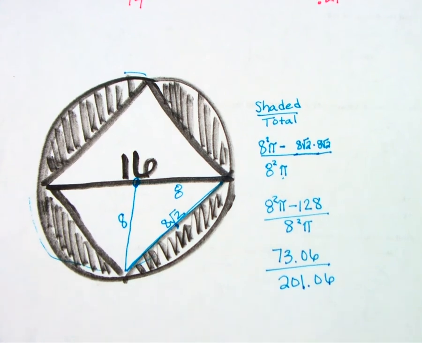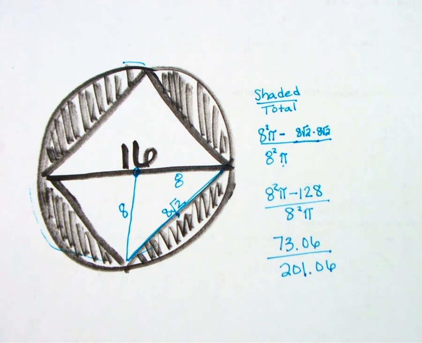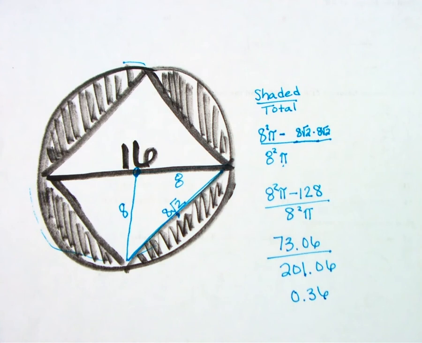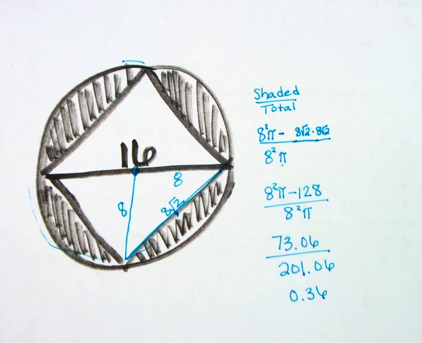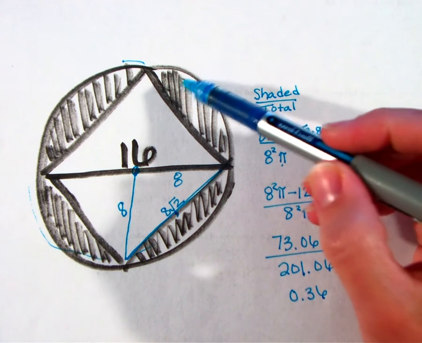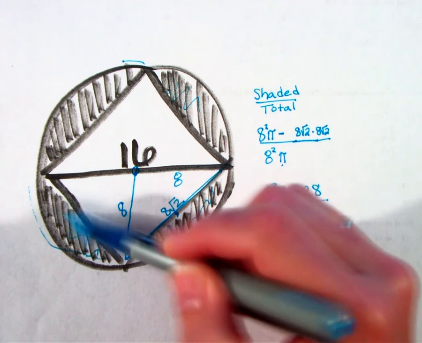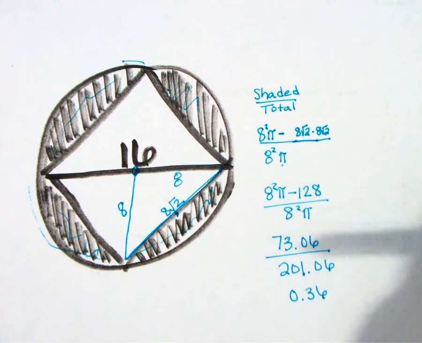Okay, divide them and actually get a single decimal. It's just a lot easier to type into your Go Formative when you do your practice quiz and your actual quiz next week. So 73.06 divided by 201.06 is 0.36, or 36%. So there's a 36% chance that if you were to pick a point inside of this area, it would be in the shaded region.